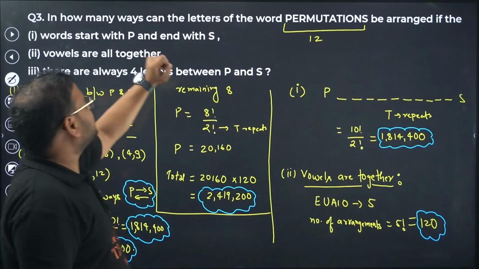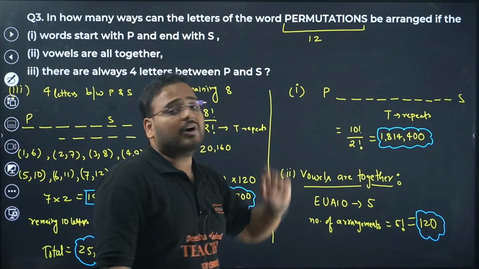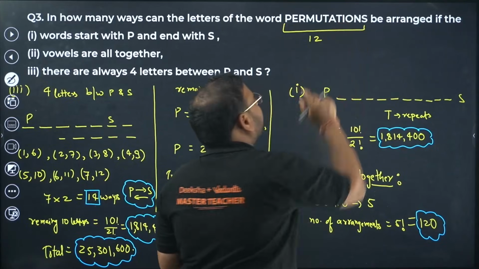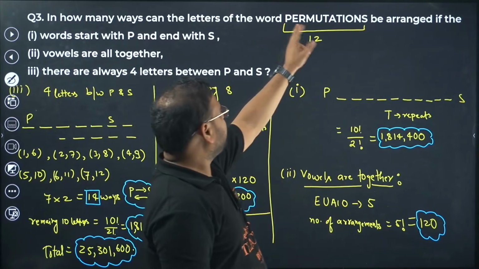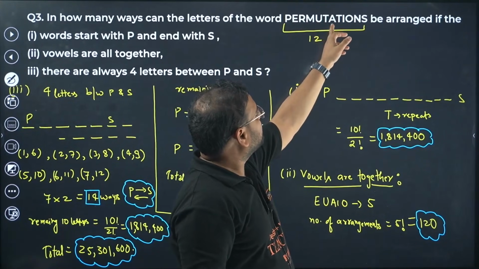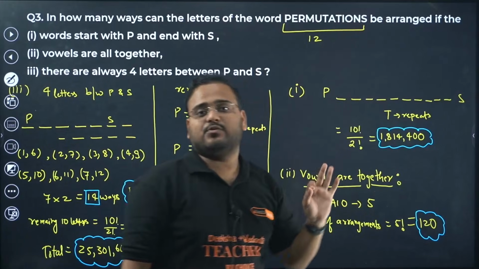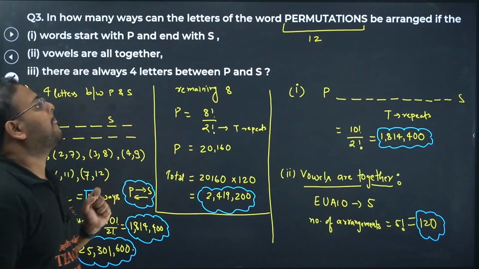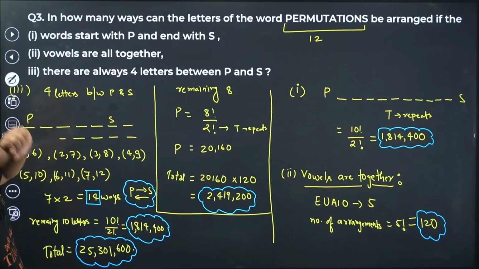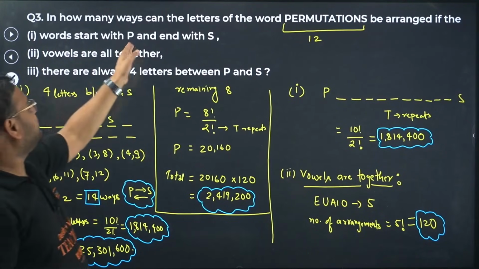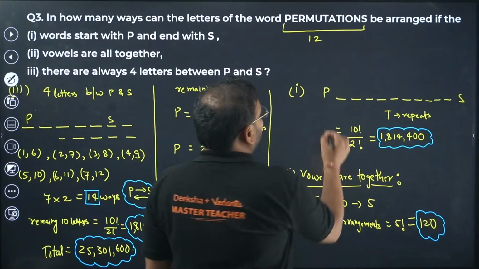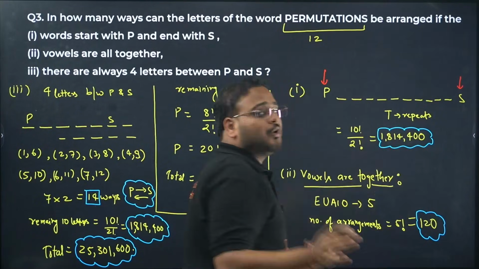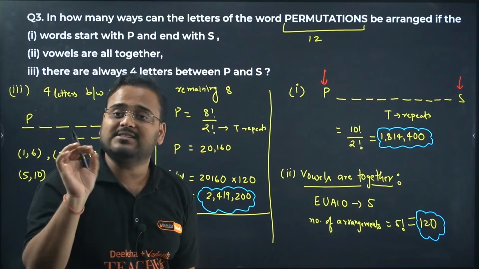In how many ways can the letters of the word permutations be arranged if the words start with P and end with S? First of all, find how many letters are there in the word permutations. Count it. PERM, so 4, 4 more is 8, and last 4, 12. Total of 12 letters are there in the word permutations. Start with P and end with the letter S.